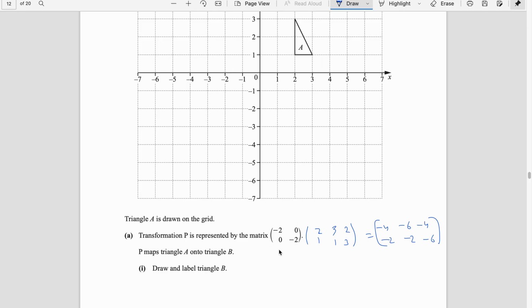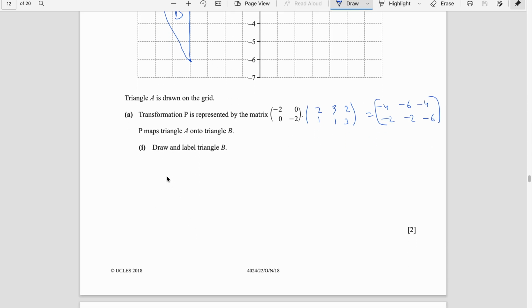One of the points is this. Other is this. If you're strong at transformation matrices, you should know it is an enlargement of scale factor -2. x4 y -2. x -6 y -2. x -4 y -6. So this is your triangle B. Use pencil only on the grid. Draw and label triangle B. Done.